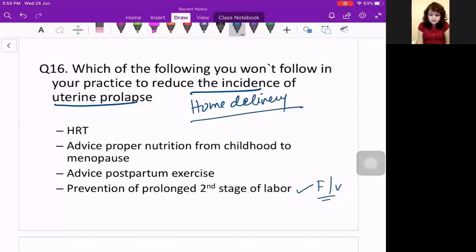Postdelivery exercises, which are called Kegel exercises, are advised, and the recommendation is to tone up the perineal muscles, or it increases the tone of the perineal muscles. It can be advised even from the third trimester itself. Now, proper nutrition definitely has a role. Hormonal replacement therapy has nothing to do with the prevention of genital prolapse.